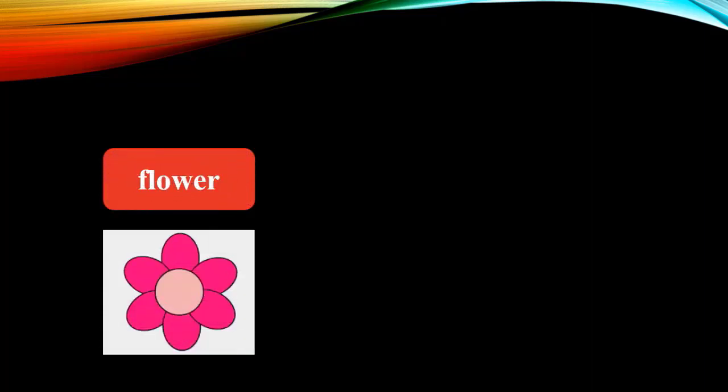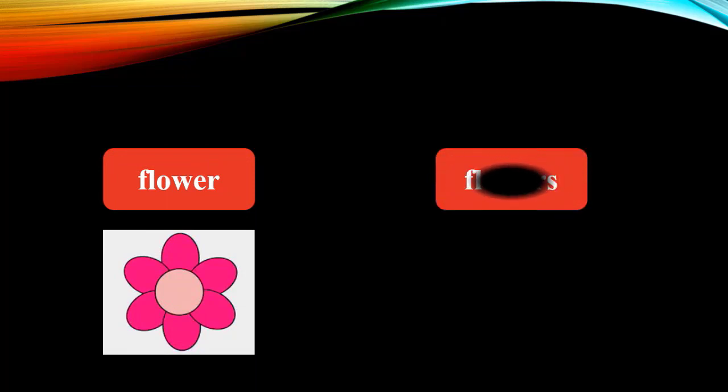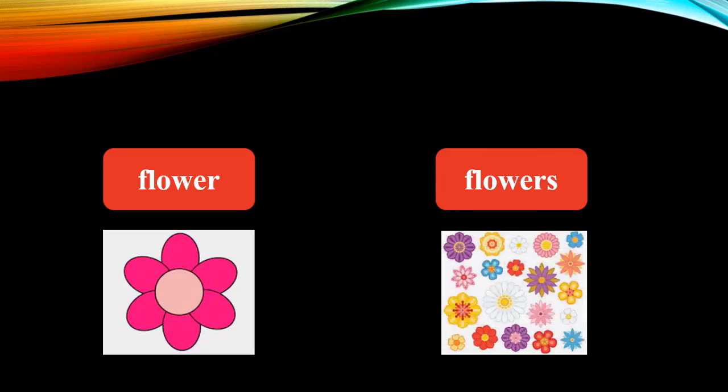Take another example. Our second word is flower. Flower is a singular word as it is one in number. Plural form of flower is flowers, which means more than one flower.